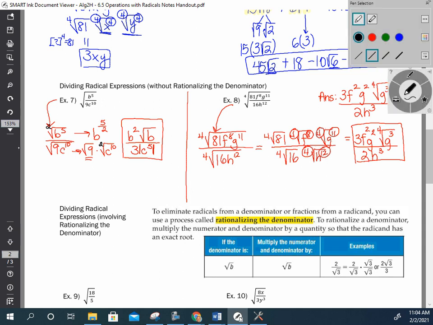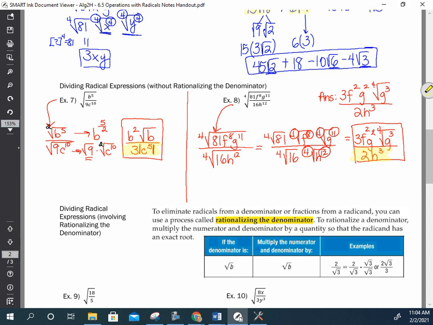So notice that for both of those problems, both denominators did not have a radical in them. There was no radical in either denominator. So that's why these worked out pretty nicely. What that does mean is when you do have a radical in the denominator, you got to take care of it. You are not allowed to have a radical sitting at the bottom of a fraction.